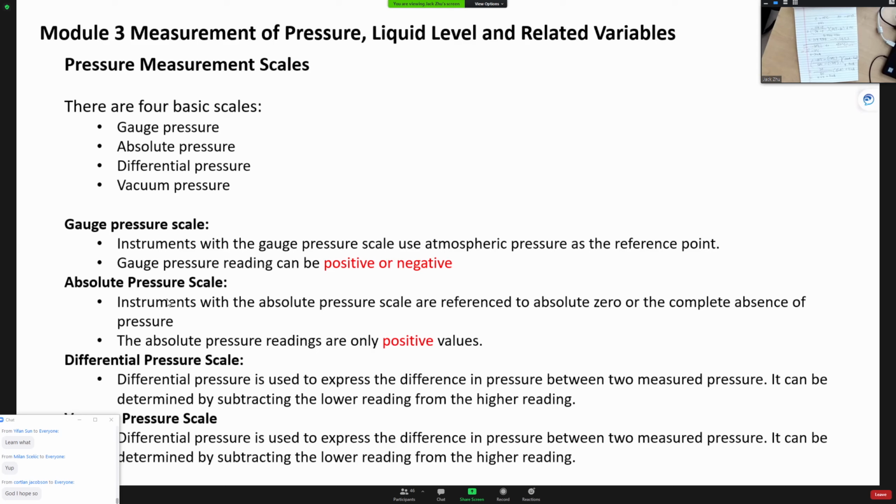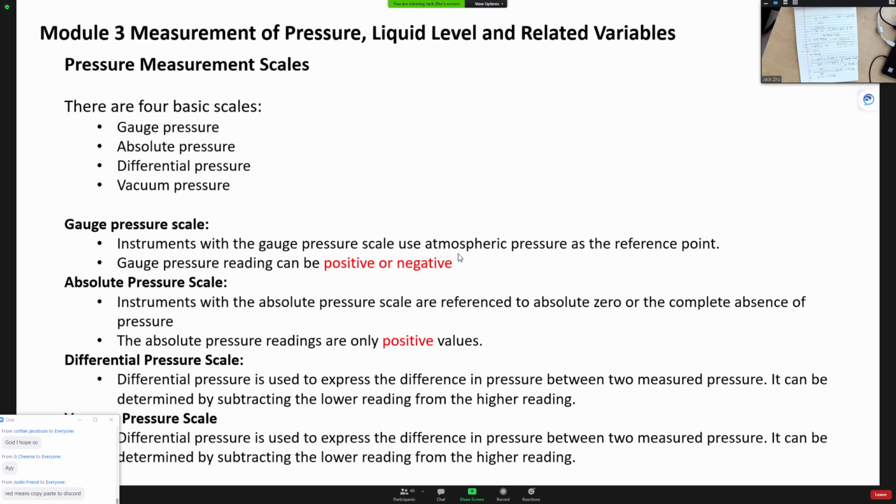Because the absolute pressure is a reference to absolute zero, this pressure number can only be positive values. But the gauge pressure uses the atmospheric pressure as the reference point. Red means copy and paste to this group.